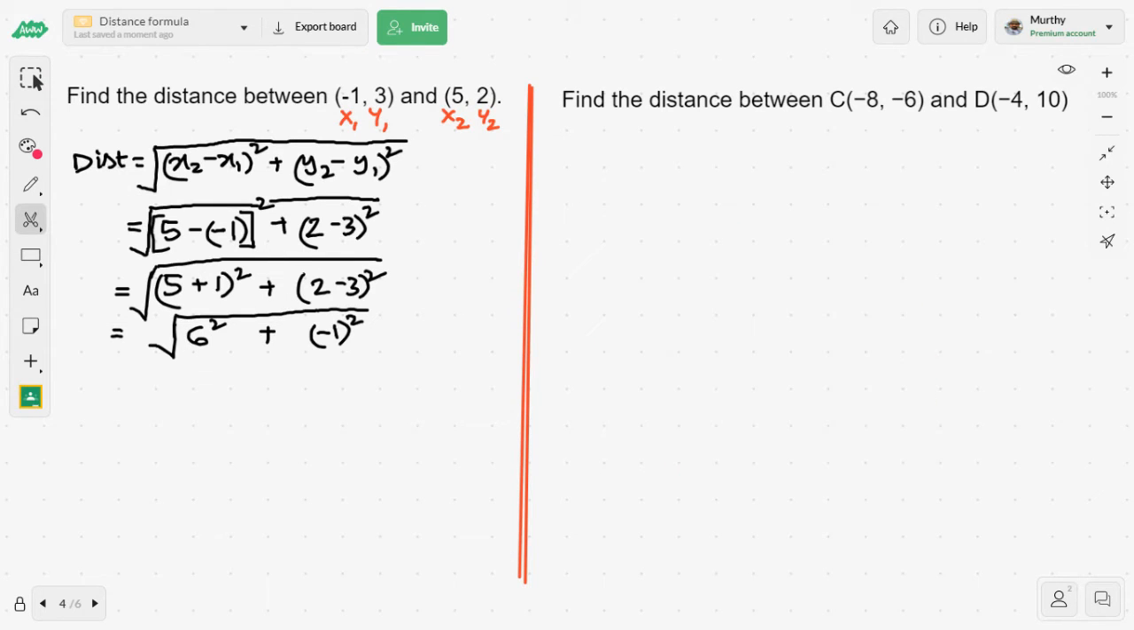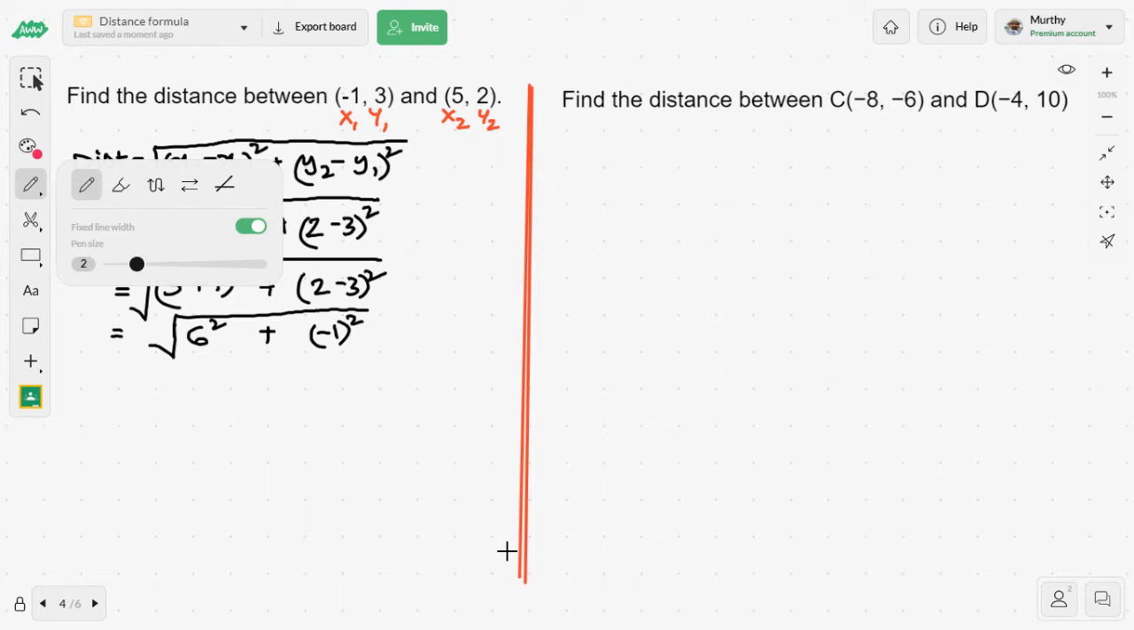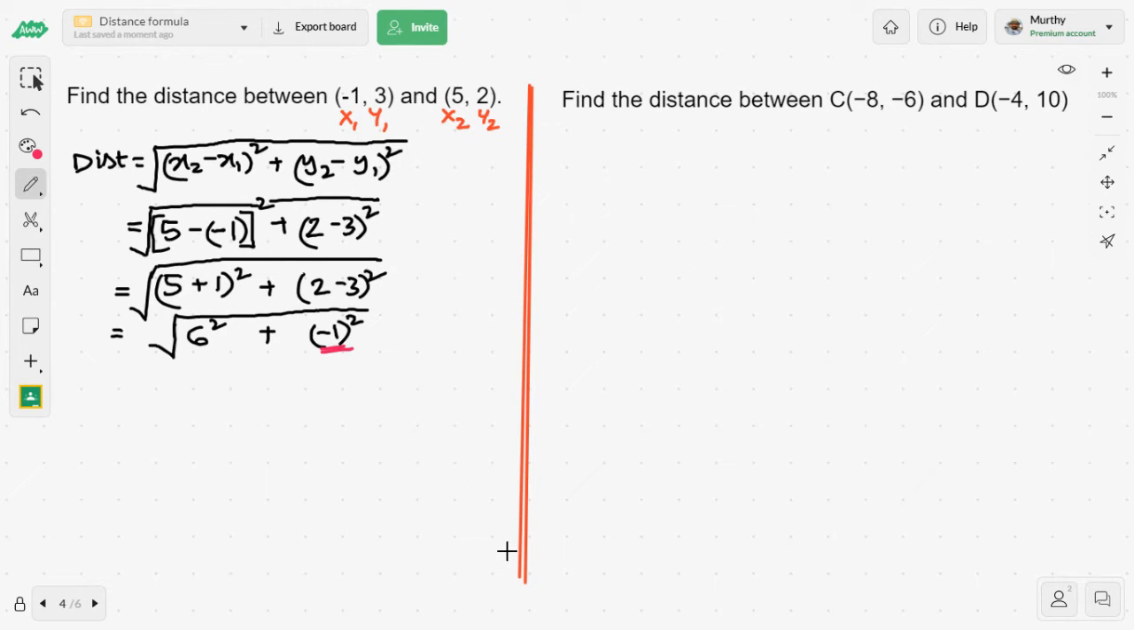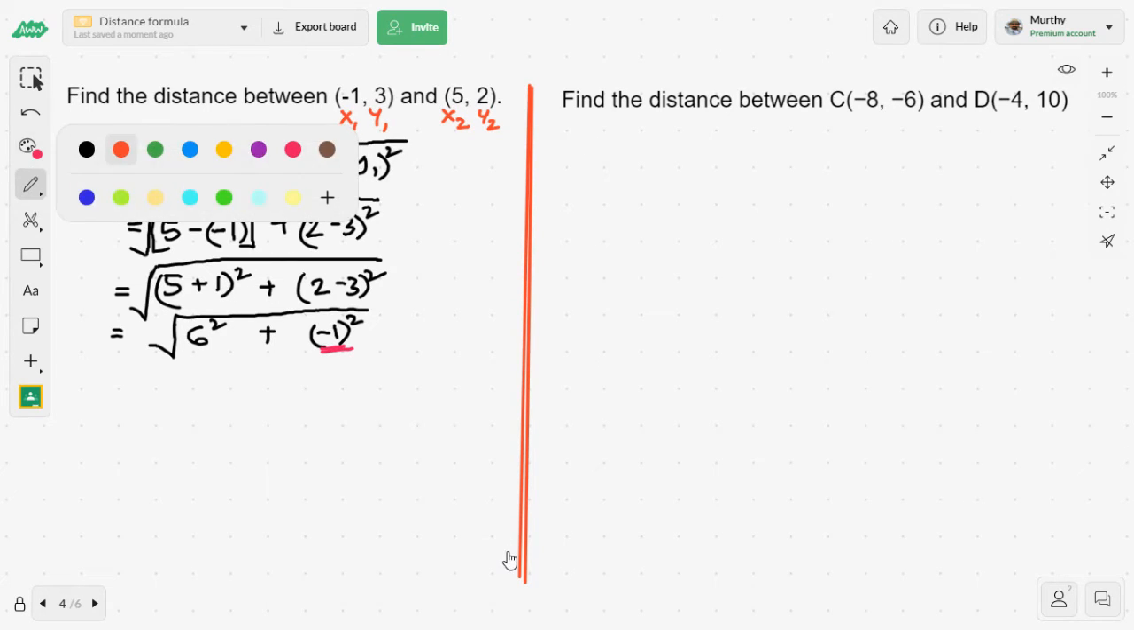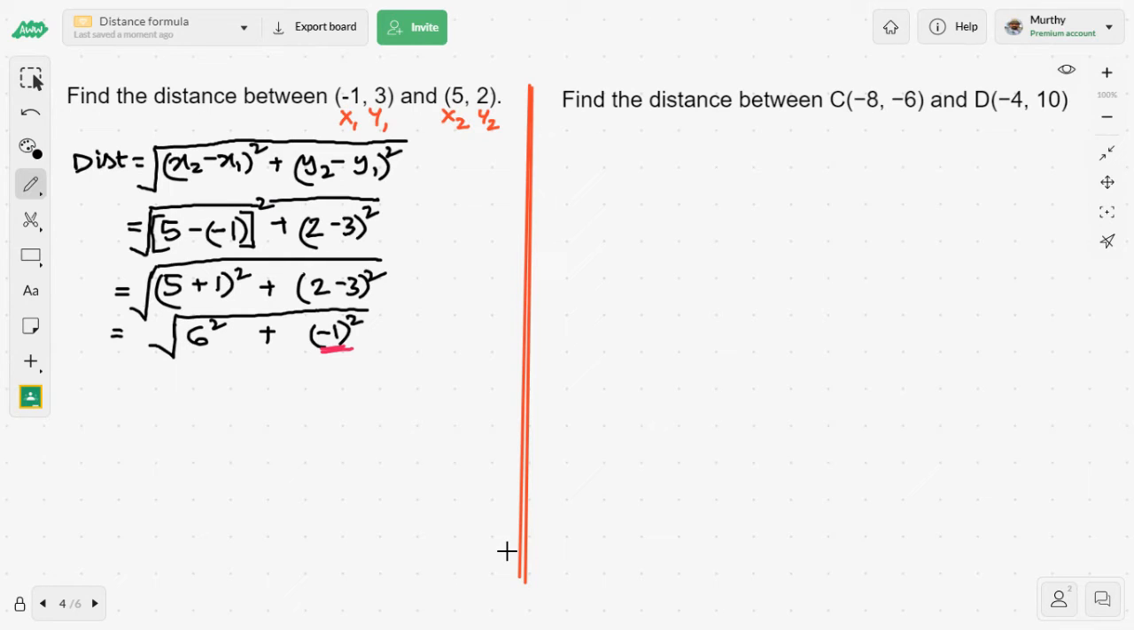So let me clear it off. That's the reason here I'm keeping parentheses. 6 square, 6 times 6 is 36, and negative 1 square, negative 1 of negative 1, that gives me positive 1. So sometimes we may not be able to compute the square root value, so let it be square root of 37. A small tip, during testing, you may be having some other values.